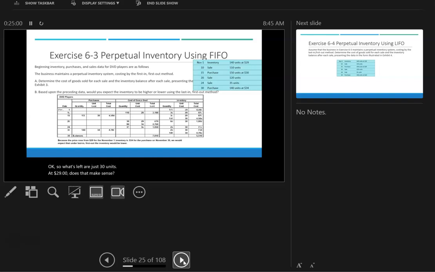Then on November 15th, we purchased 150 units at $30. So after we purchased those 150 units at $30, we now have 30 units on hand at $29, and we have 150 units on hand at $30. Does that make sense how we're keeping track of that? Then on November 20th, we sold 120 units. Well, if it's first in, first out, aren't we going to sell those 30 units sitting at $29? And then we're going to sell the remaining 90 units at the $30. So what's on hand at the end of the period? We've got 60 units left at $30. Got it?